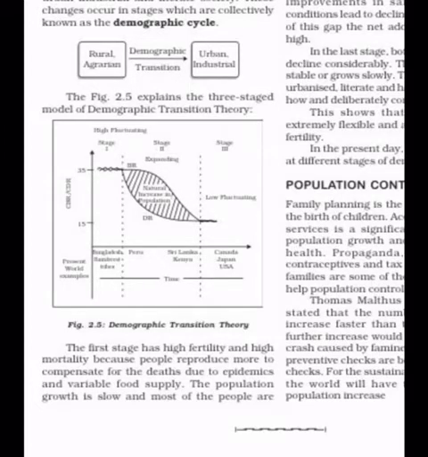In the first stage, what is the condition? The birth rate and the death rate, both things are very high. Why? Because at that time, it was an early stage in India or any other country which is in the struggle of development. So in the first stage, the birth rate is also high and the death rate is also high.